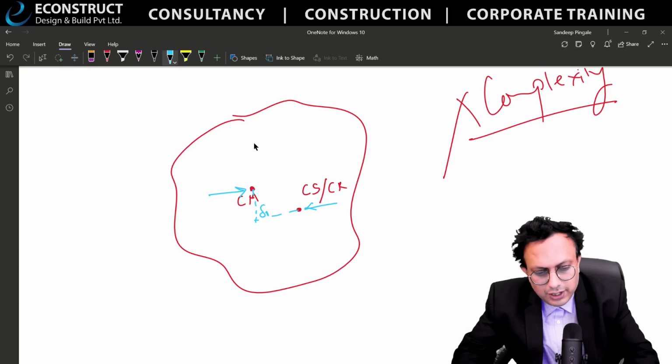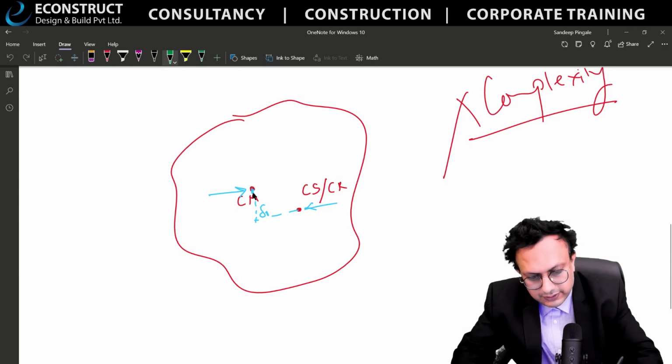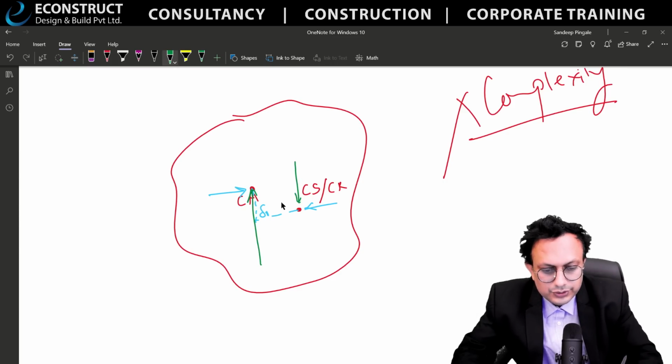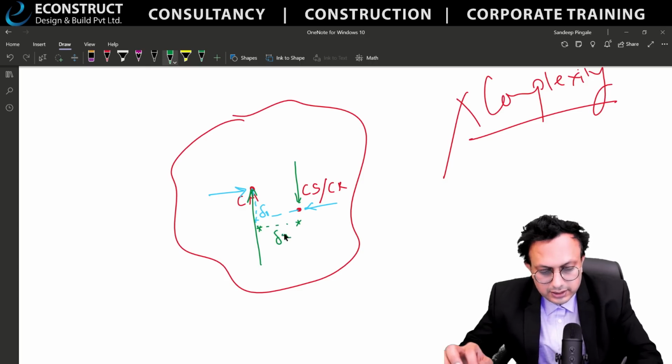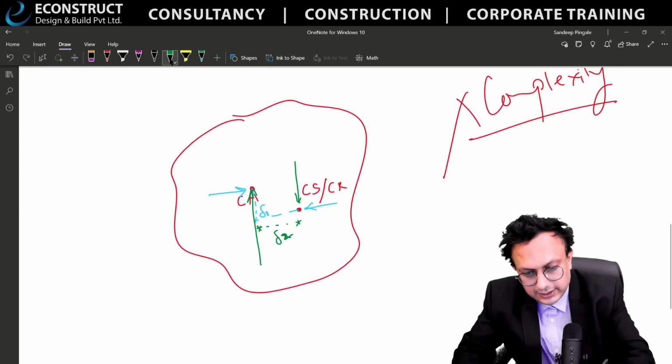Similarly, if you apply the force in the other direction, I'll take a different pen color so that it is easier for you. If I apply the force here, similarly you will get the reaction in this case. In this particular case also, you will have a particular effect, which is, let's say, delta 2. This is delta 1 and this is delta 2. So let's give certain figures over here.